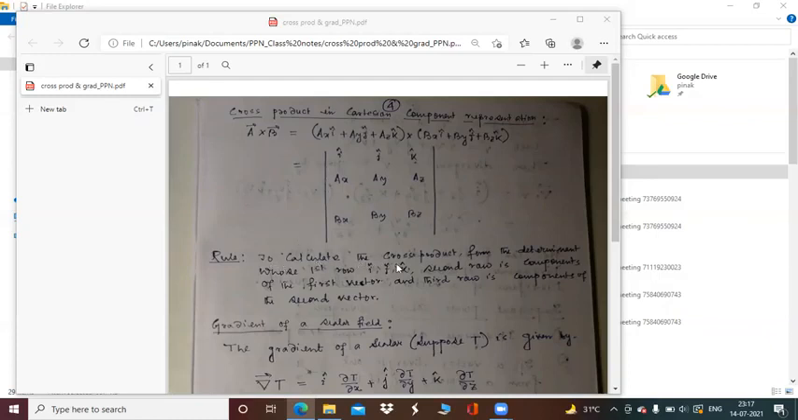To calculate the cross product, form the determinant whose first row is i cap, j cap, k cap, second row is the scalar components of the first vector, and third row is the scalar components of the second vector. So this is the rule using which we can find the cross product between two vectors in Cartesian component form. Next comes gradient of a scalar field.